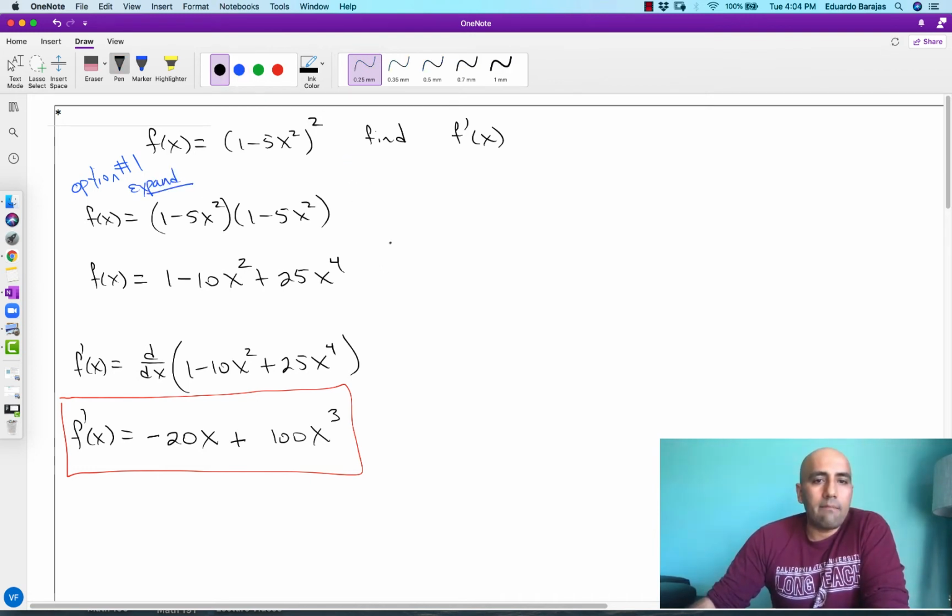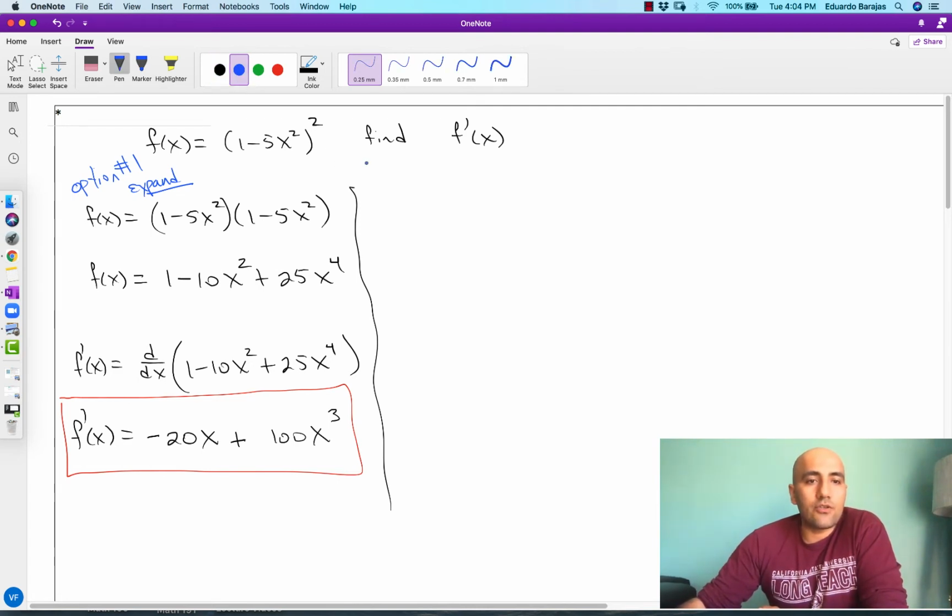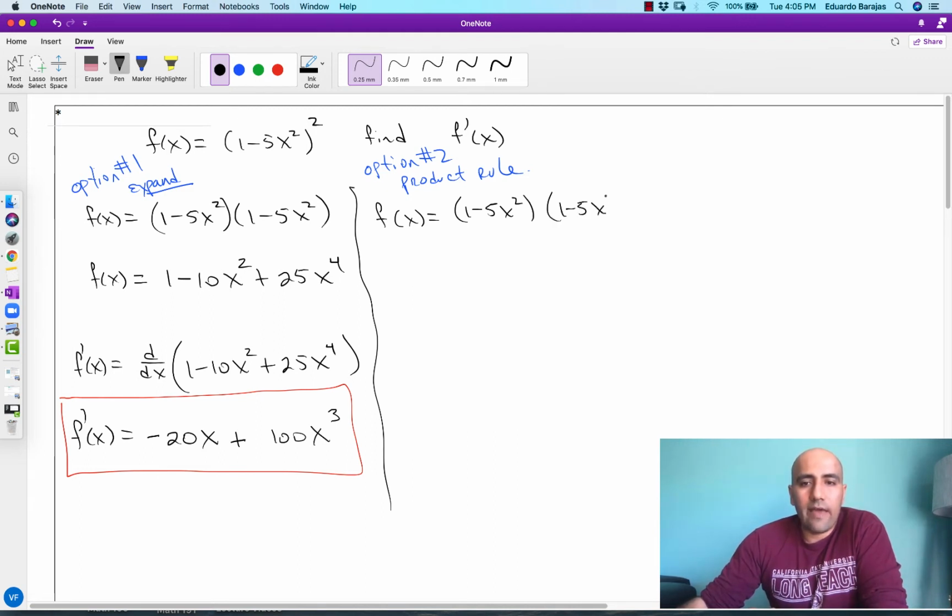Okay, but that might not always work out well. As we'll see in a second, these equations can get really complicated and might be kind of hard to expand it all out. So we've got to have some options. Option 2 is going to be to use the product rule. Okay, so the product rule, we can say that f of x is written as 1 minus 5x squared times 1 minus 5x squared. So there's definitely a multiplication going on there. So we can use our product rule.